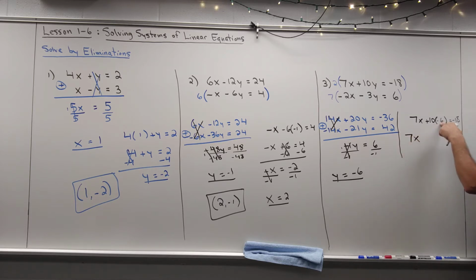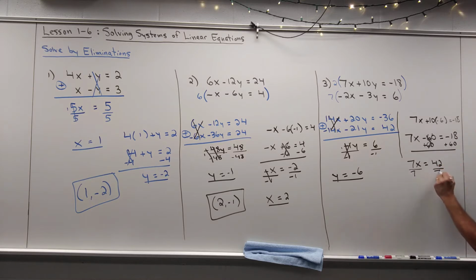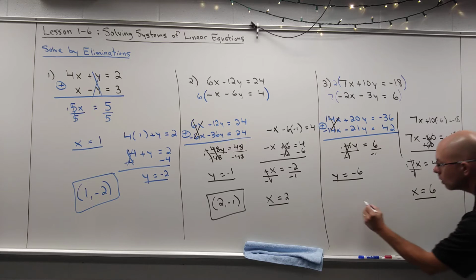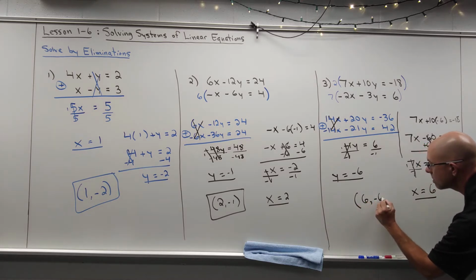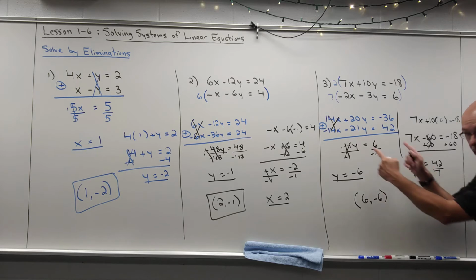7x, that times that is negative 60 equals negative 18. I have to add 60 and divide by 7. We've done this solving earlier. So add 60. That cancels. 7x equals, what, 42? Negative 18 plus 60, positive 42. Divide both sides by 7. 7 divided by 7 is 1, 1x, and 42 divided by 7 is 6. We have an ordered pair of 6 comma negative 6. X then y, x then y.